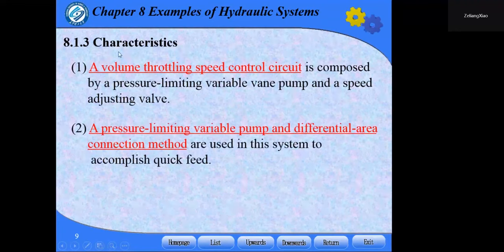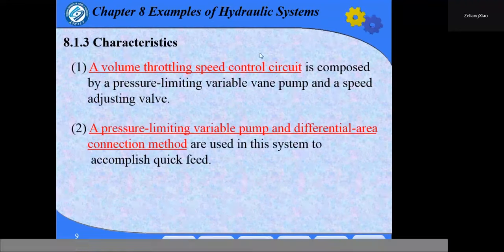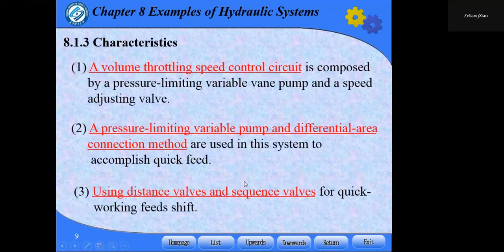The characteristics: one is the sliding speed control circuit, which is composed of a pressure limiting variable vane pump and a speed adjusting valve. Two, a pressure limiting variable pump and the differential connection method are used in this system to accomplish quick feed. Avoid using distance valves and sequence valves for quick working.